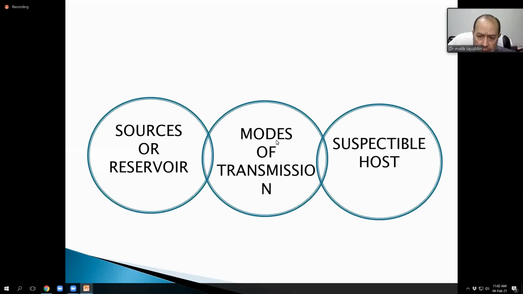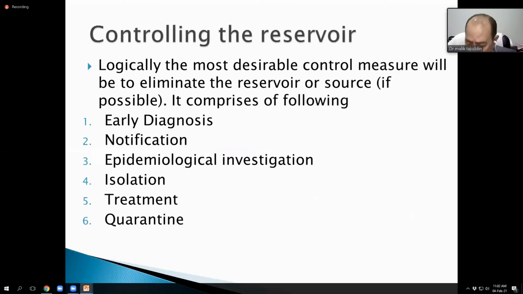these strategies: the mode of transmission may be broken, sources may be controlled, and personal protection may be provided through screening, repellents, nets, etc. So these are the 3 different aspects, different strategies that we can work on. Now see, how can we control the reservoirs?